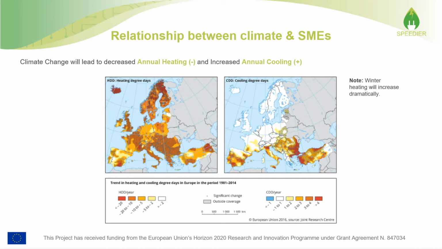The first impact climate change will have on SMEs is heating and cooling costs. Annual heating is likely to decrease due to the warmer springs and warmer autumns. This, along with warmer summers, will increase the need for cooling in most SMEs. Note that although annual heating will decrease, winter heating will drastically increase. This is due to the harsher storms and weather conditions that will come along with climate change.